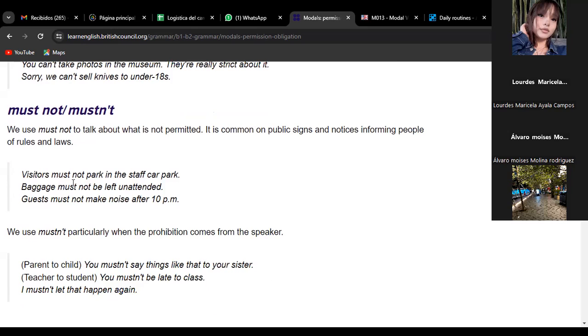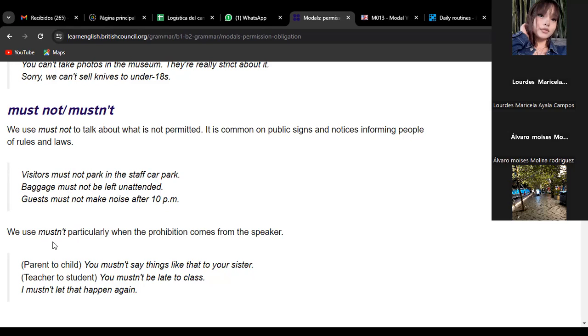Okay. Visitors must not park in the staff car park. Baggage must not be left unattended. Okay. The baggage son las maletas when you travel. Okay. The baggage must not be left. No puede ser dejado. Unattended, o sea, ahí como sin nadie que lo esté cuidando. Guests must not make noise after 10 p.m. Guests son los invitados. O en este caso, creo que está hablando como de un hotel, que serían los huéspedes.